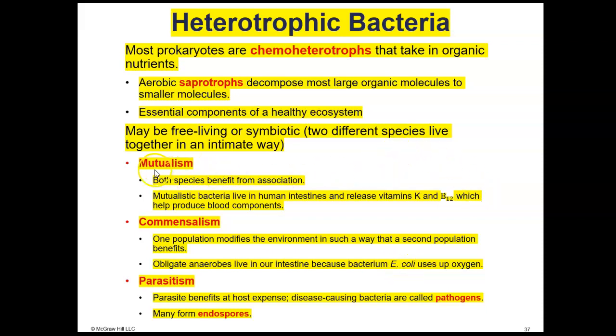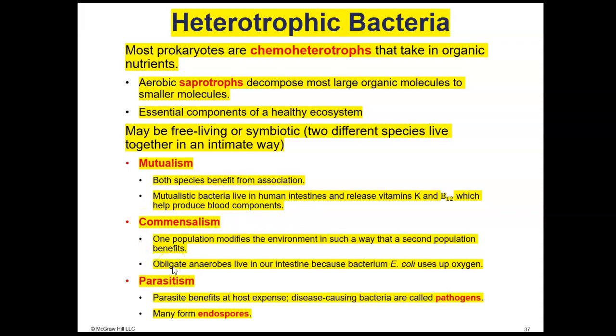Okay, so going back over the relationships that are characterized as symbiotic, mutualism. There is an example of mutualism where we have bacteria that live in our intestines, in our large intestines mostly, and release vitamin K and vitamin B12. Both of these are important in producing blood components.